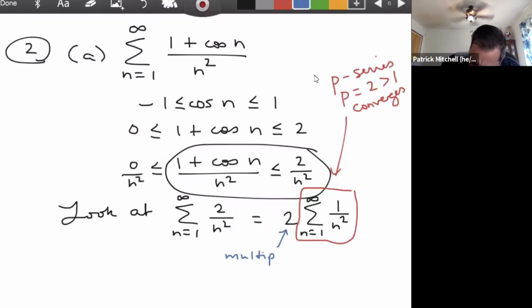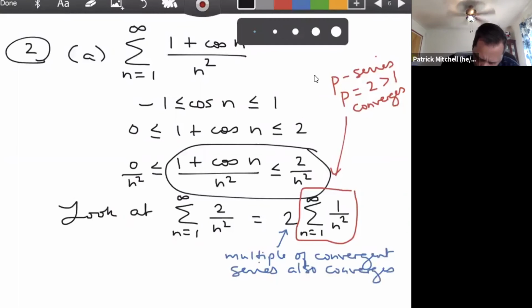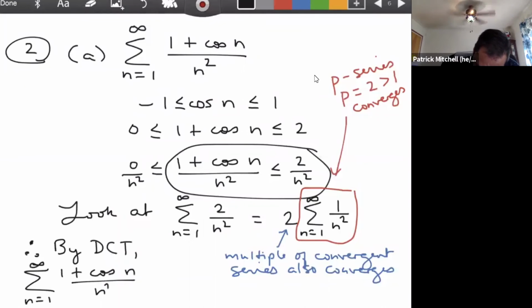A multiple of a convergent series also converges. All right, so we have found a bigger series that converges. So now we can say, therefore, by direct comparison test, the sum n going from 1 to infinity of 1 plus cosine n over n squared also converges.